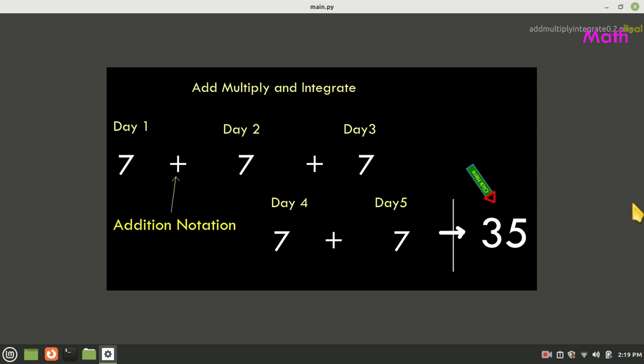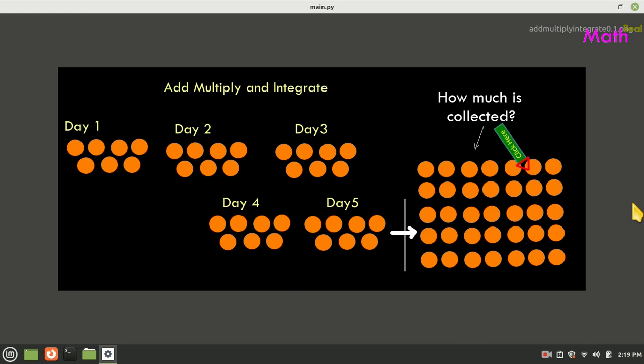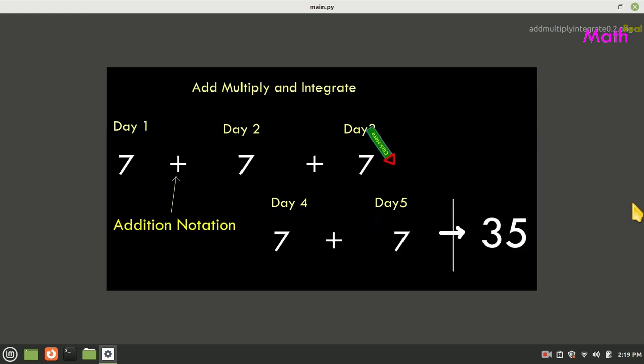So this is addition. How much is collected? We just use the notation plus and then we say it is 35. We count. Addition is the most basic thing. The only thing that comes to the result is we count. 7 plus 7, if I have a number of oranges, we just count 1, 2, 3, 4, 5, 6, 7, 8, 9, 10, and it becomes 35.